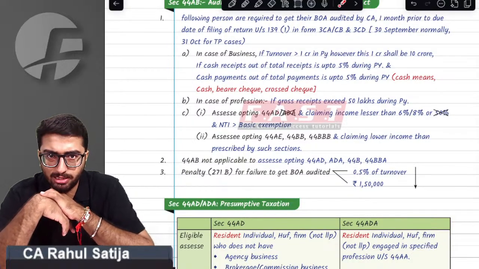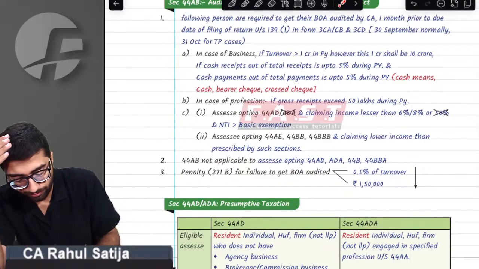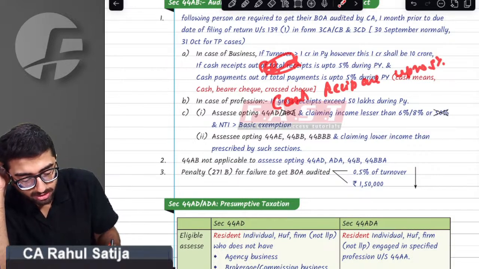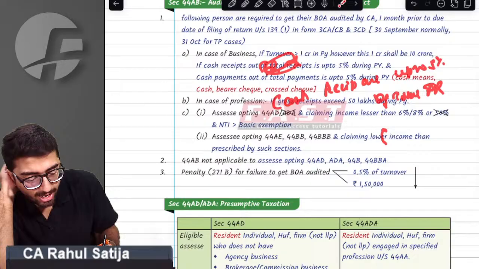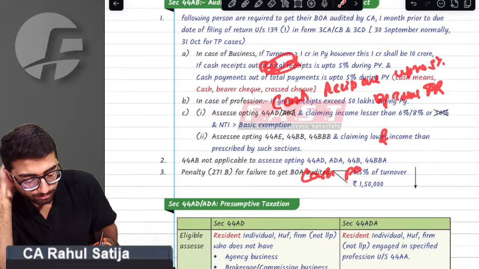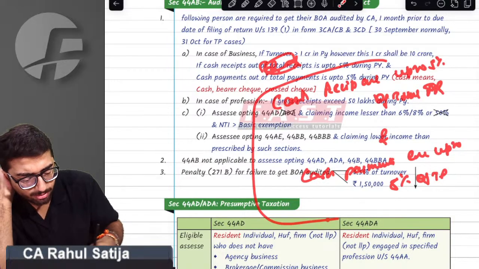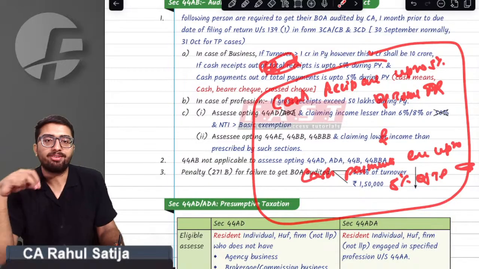You have to get your books of accounts audited. So got this point. But the provision says, if your cash receipts are up to 5% of total receipts and cash payments are up to 5% of total payments, if both the conditions are being satisfied, your cash receipts are up to 5% of total receipts, cash payments are up to 5% of the total payments.